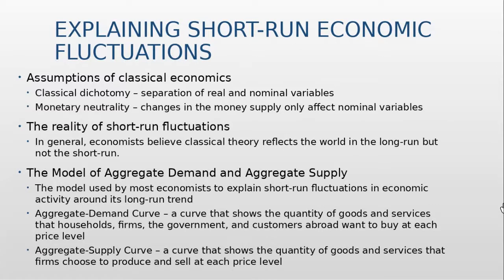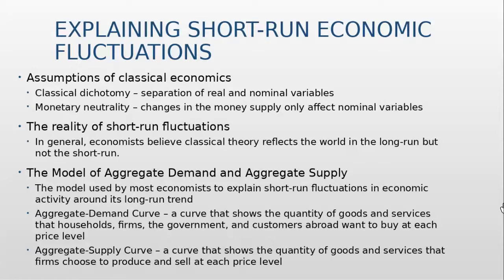So the reality of short-run fluctuations is that, in general, economists believe classical theory reflects the world in the long run, but not the short run. This idea of monetary neutrality, that changes in the money supply only affect nominal variables, we expect to occur in the long run. That is, there are absolute limits on a country's output, and if there are these absolute limits, then presumably that means that no matter what we do to the money supply, we can't ultimately affect these numbers in the long run.